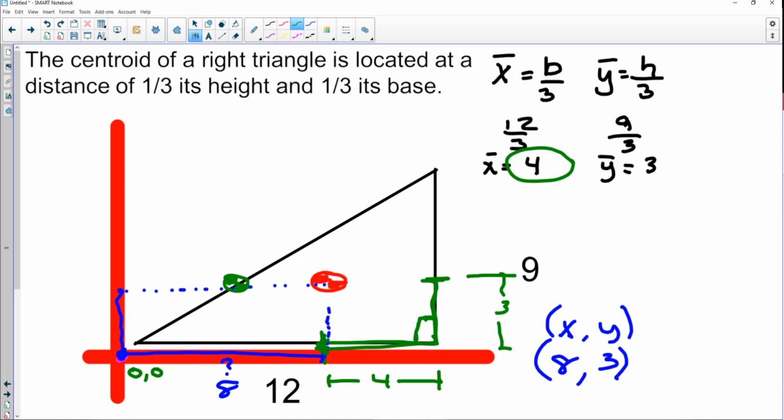That's simple. That's slides 1 through 9 on the Centroid PowerPoint.